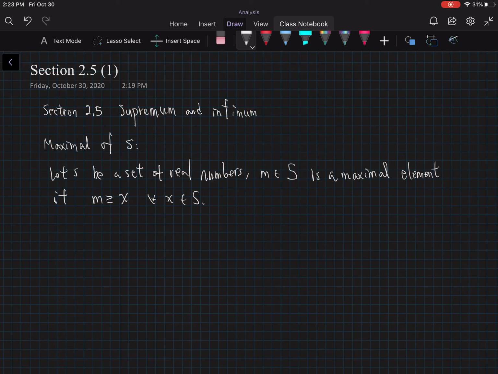So some sets have a maximum, a maximal element, and some don't. So what do you mean by that? Let's look at some examples. Some don't, for example.